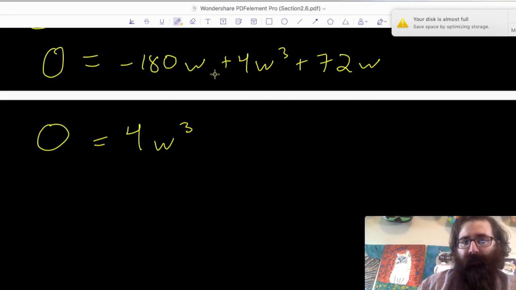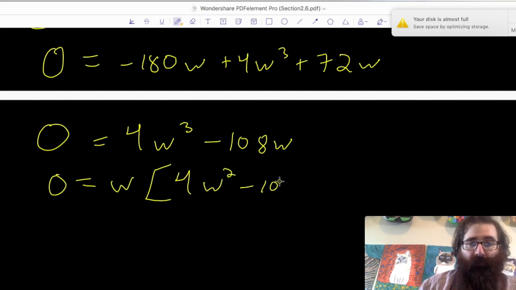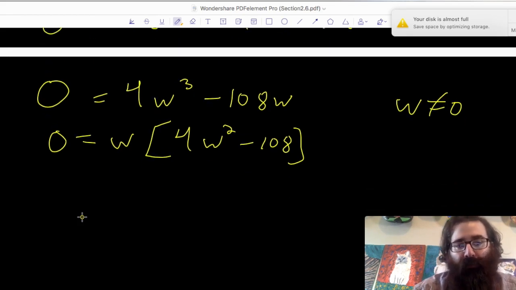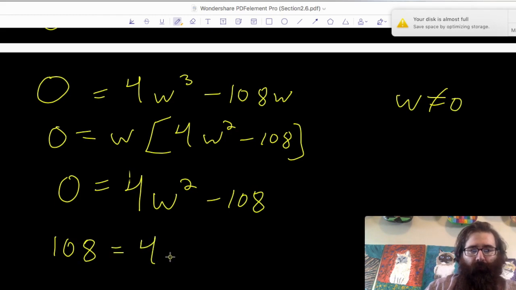Combine the like terms. Negative 180 omega plus 72 omega is negative 108 omega. And here we can factor. Bring an omega out. We got 4 omega squared minus 108. Now, we can say something right away. Omega could be 0. It's going to generate a true statement, but that's not a frequency, so that's not what we're looking for. So we're going to say omega shouldn't be 0. So I can divide by it or exclude that factor. So 0 then is equal to 4 omega squared minus 108.